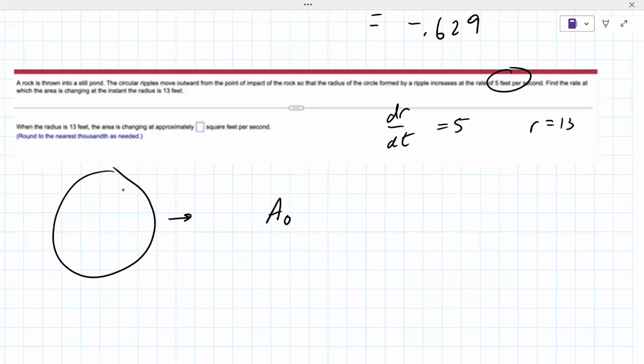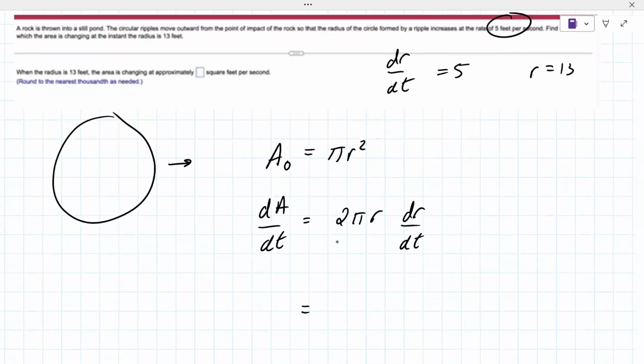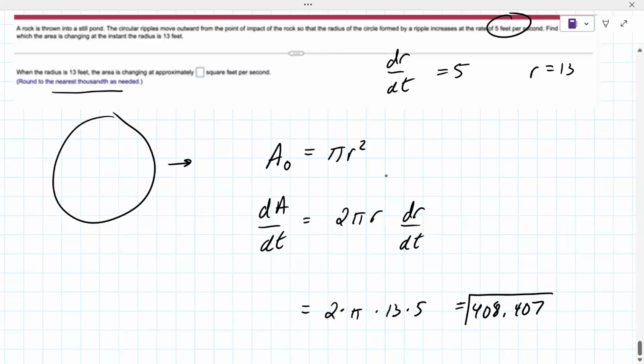So from a previous course, you're supposed to know the area of a circle, pi r squared. The derivative dA/dt is 2 pi r dr/dt. So the derivative of r squared is 2r. The dr/dt comes from the fact that it's implicit. And so you have all these numbers now. It's 2 times pi times 13 times 5. Round to the nearest thousandth again. So 2 times pi times 13 times 5 is 408.407.